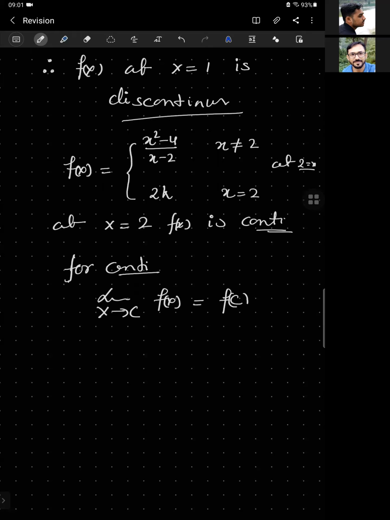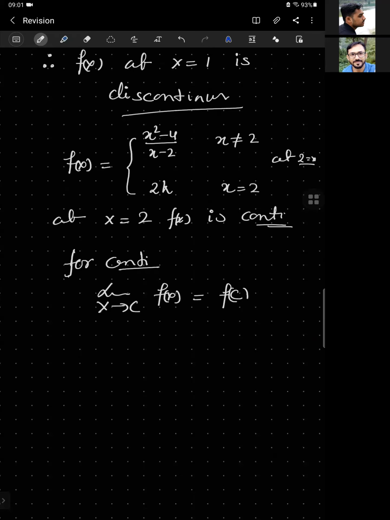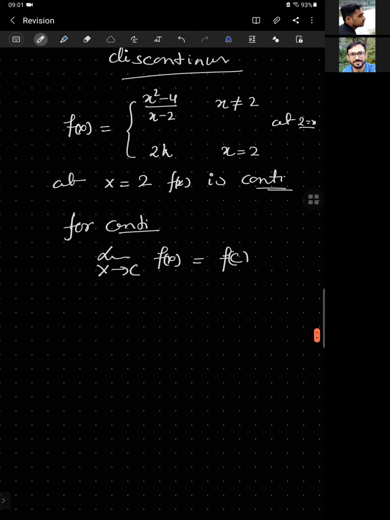So let us see whether we can say it is continuous. It is continuous, we have been given. So limit of x tends to, in place of c, we have 2. Limit of x tends to 2 of f(x) equals f(2). I have just put the value of c. Now I'm going to put the function.